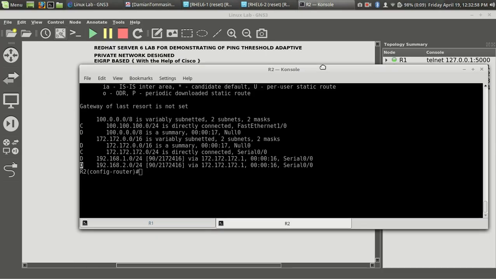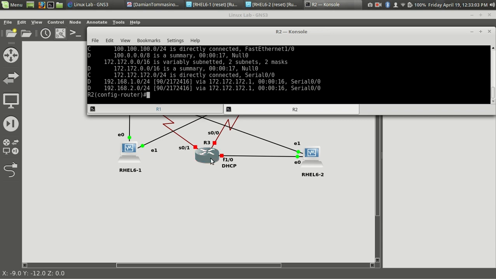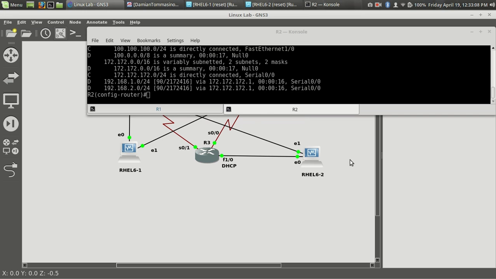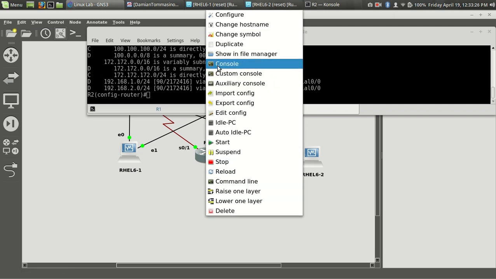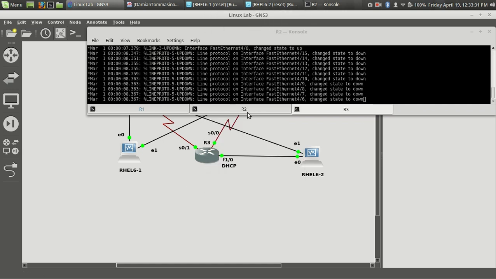So my third router, I'm going to start. It may take time. It's not getting up. I started, yes. Okay, fine.